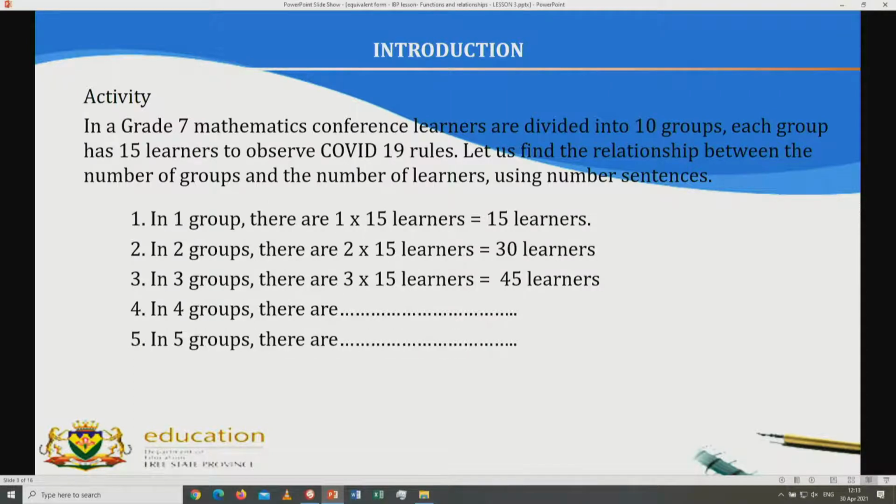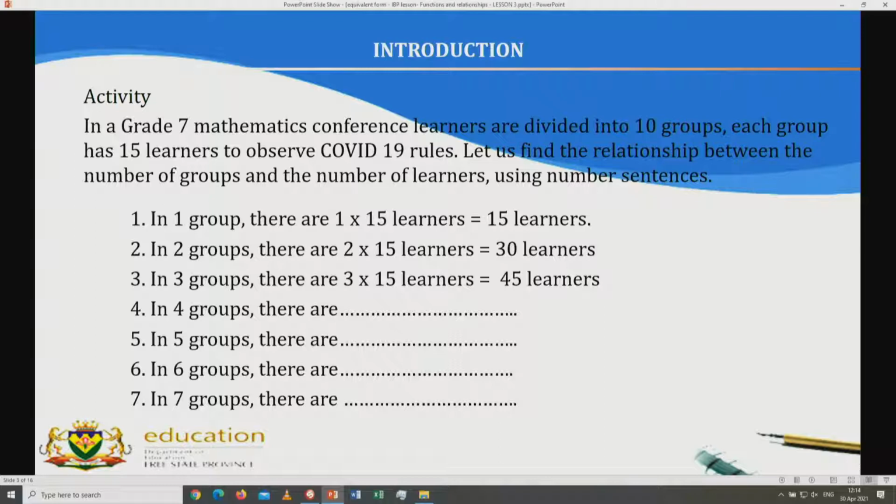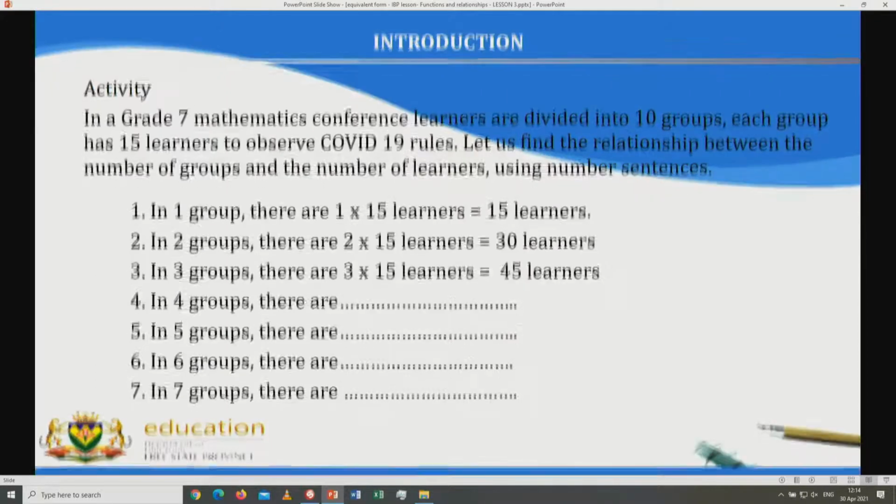And then in group number 5, there are 5 multiplied by 15 learners. We'll then be having 75 learners. Now, then in 6 groups, there are 6 multiplied by 15 learners, which equals 90 learners. Then in 7 groups, we'll be having 7 multiplied by 15, which equals 105 learners.